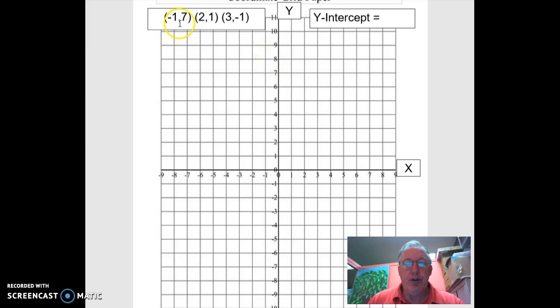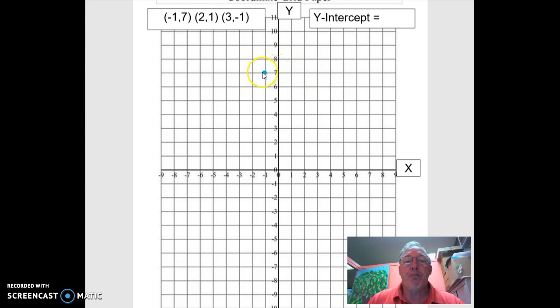And the first coordinate number is the x number. And so we're going to find that number first on the x-axis. So here we go, it says -1, and we're going to go to -1, which is right here. And then it says +7, so we're going to go up. The next number is how far we go up on the y-axis. So here it is, -1 and 7. We're just going to put a dot right there.